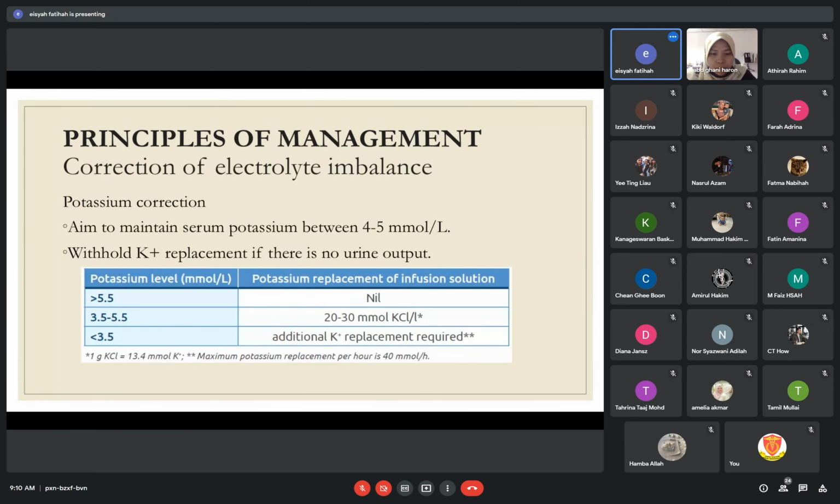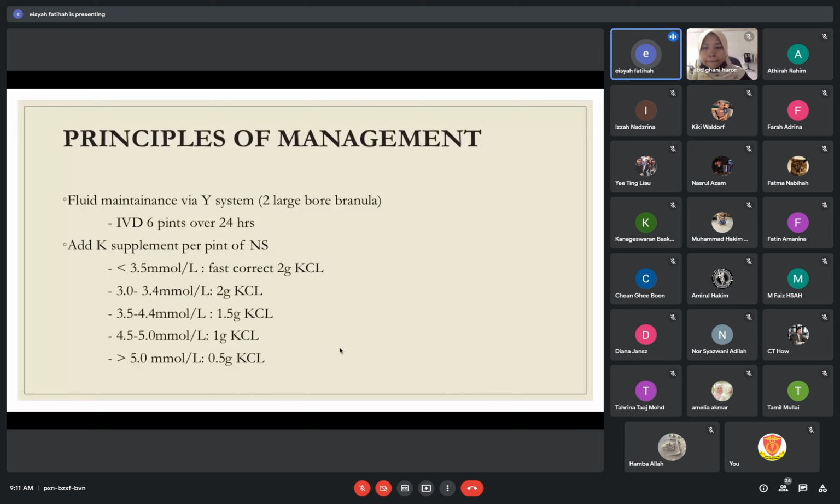So in our setting, in our hospital, usually the added potassium per pint of normal saline is like this. If less than 3, we fast correct with 2 gram KCl. If 3 to 3.4, we give 2 gram KCl in each pint. If 3.5 to 4.4, 1.5 gram KCl. If 4.5 to 5, we give 1 gram KCl. And more than 5, we only give 0.5 or withhold.